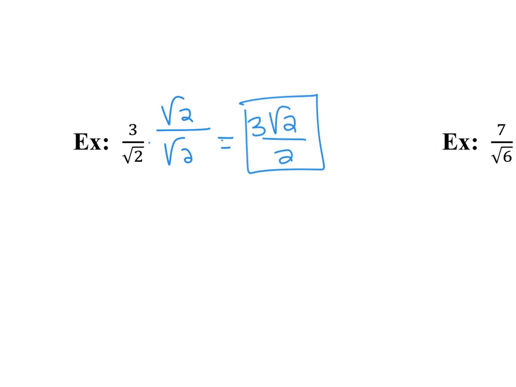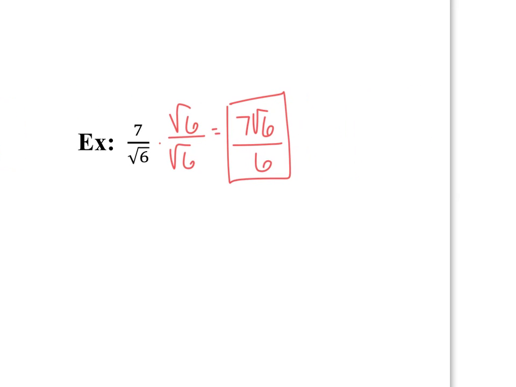Here I'm going to multiply top and bottom by square root of 2, because that's what I'm trying to cancel. Square root of 2 times the square root of 2 is the square root of 4, which is 2. 3 is outside, 2 is inside the radical, so the best I can do is show that I want to multiply them without actually multiplying them. Here I multiply top and bottom by radical 6. Square root of 6 times square root of 6 would be square root of 36, which is 6. And then on the top I end up with 7 radical 6.